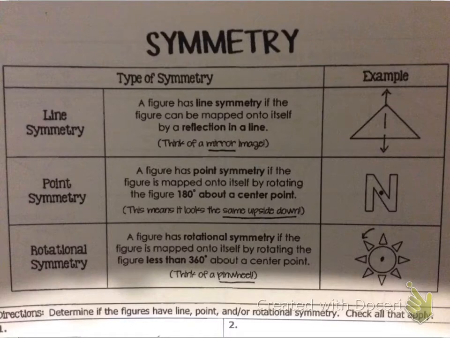A figure has point symmetry if the figure is mapped onto itself by rotating the figure 180 degrees about a center point. So keep in mind, this one is 180 degrees, and it would still be the same. Whereas a figure has rotational symmetry if the figure is mapped onto itself by rotating the figure less than 360 degrees. They're not telling you how much it needs to be rotated, just that as long as it's less than 360 and it looks the same, then it has rotational symmetry. So let's look at some of these types, and I'll show you. This is just going to be kind of a multiple choice type of thing.